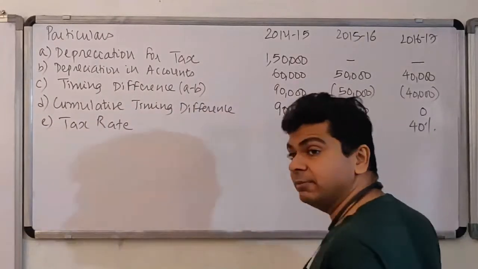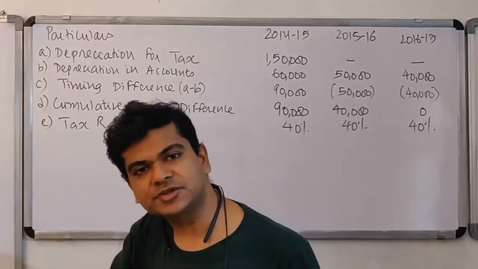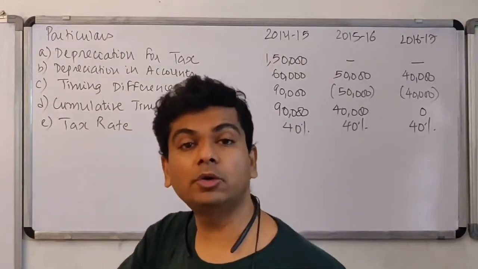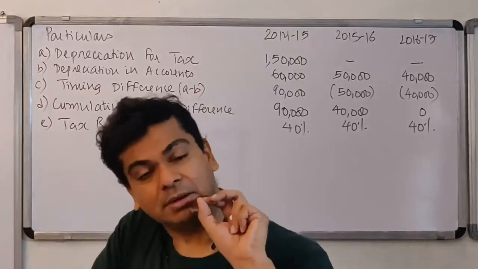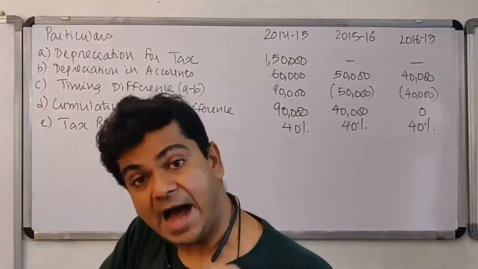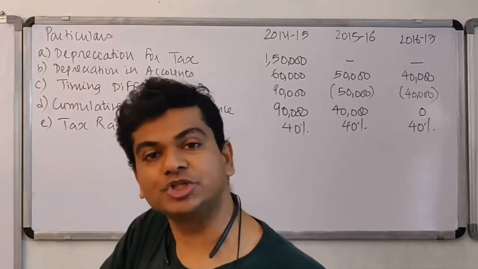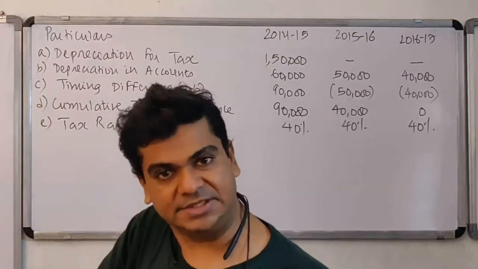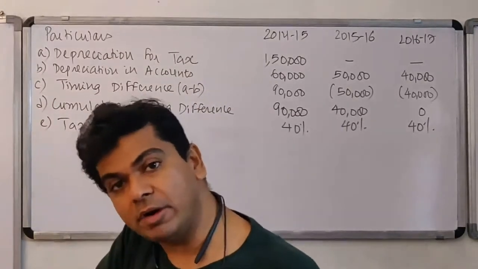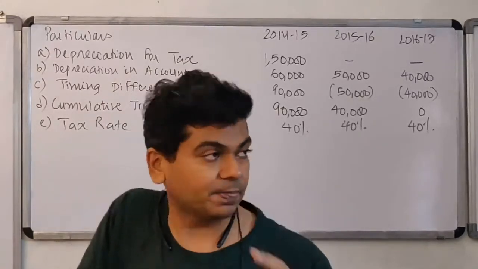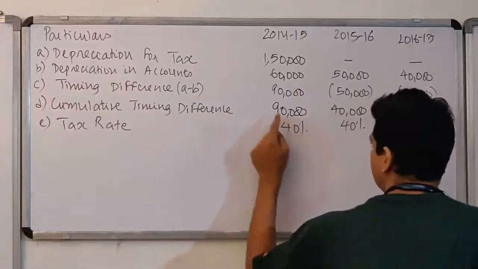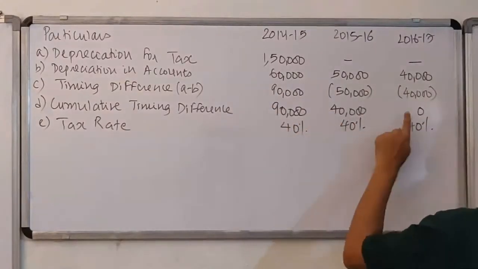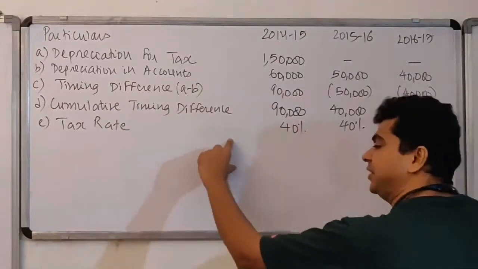So cumulative timing difference will be multiplied by the tax rate. This is what is going to give us the deferred taxes. Now is the most important step. I have to identify the nature of the deferred tax. Is this a deferred tax liability or is this a deferred tax asset? So when I multiply the two, I will get the deferred tax. It is as simple as this. I will multiply these two figures, these two figures, these two figures, and I will get deferred tax.